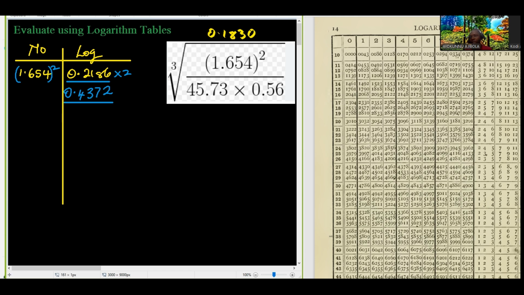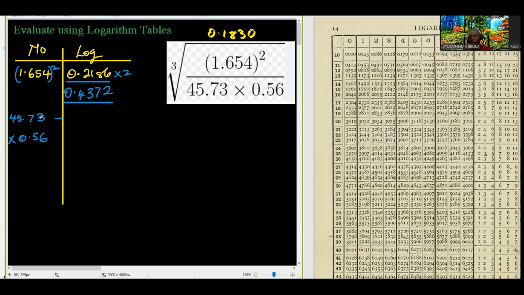Now to move over to the denominator. And we have two numbers at the denominator. Are you getting that? Yes, sir. Okay, good. So we have 45.73, then times 0.56.